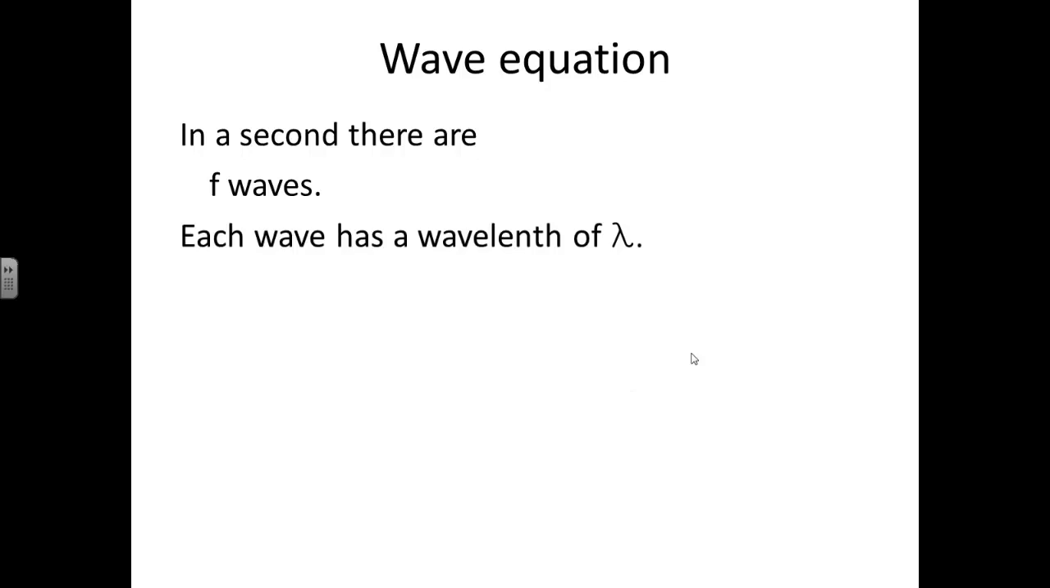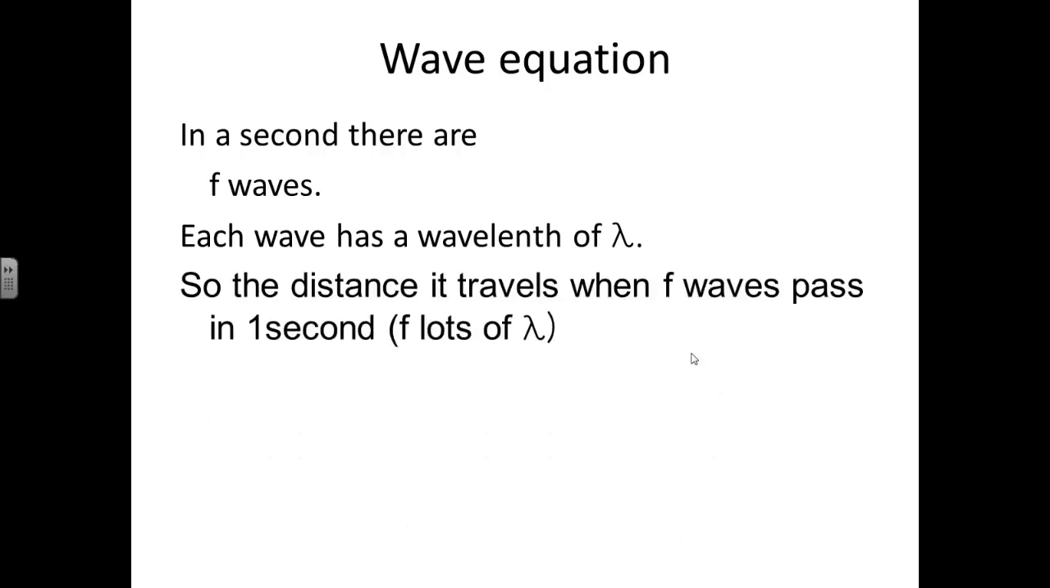Let's say each wave has a wavelength of lambda. So you've got f waves passing, each wave has a length of lambda. So the distance it travels when f waves pass in 1 second is basically going to be f lots of lambda. So basically the distance travelled per second is f times lambda. Now the distance travelled per second is also known as the speed or the velocity. So the velocity is equal to f lambda.